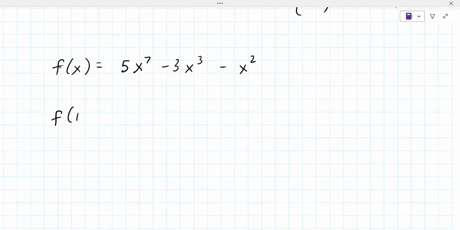All right, so let's try another one here. Let's try f of x equals 5x to the 7th minus 3x cubed minus x squared. And again, f of 1 and f of -1.